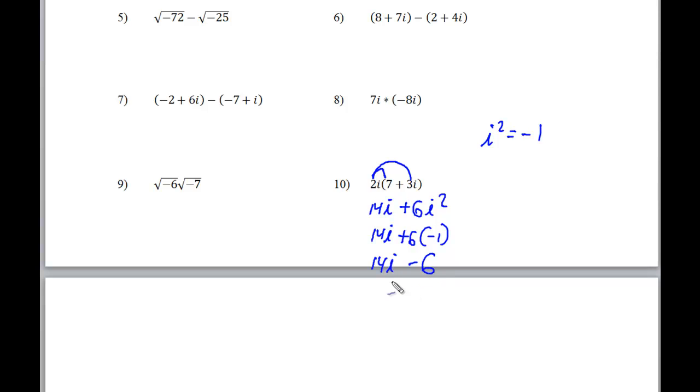And because we need to write this in a plus bi form, we need to have the -6 in front plus 14i in back. My a is going to be -6 and my b is going to be the 14 and then my letter i.